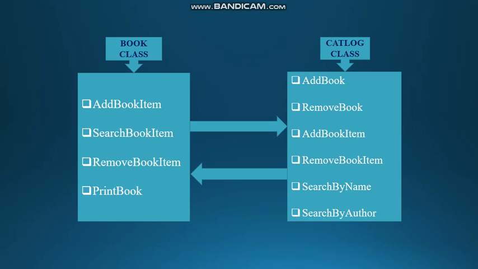So two important classes in the library management system are the book class and the catalog class. The functions defined in the book class are add book item, search book item, remove book item, print book. And the functions defined in the catalog class are add book, remove book, add book item, remove book item, search by name and search by author.